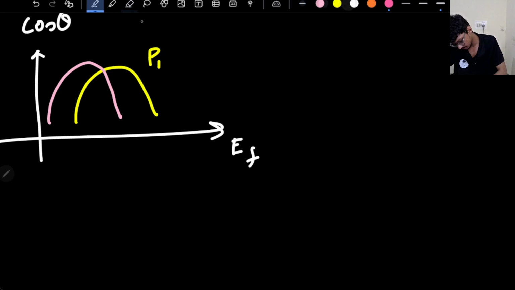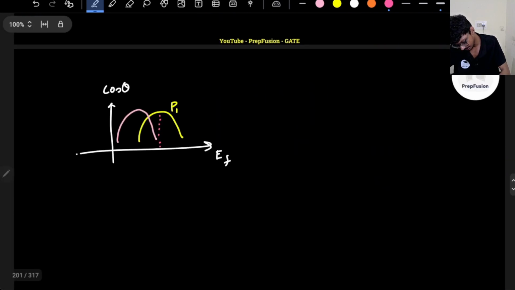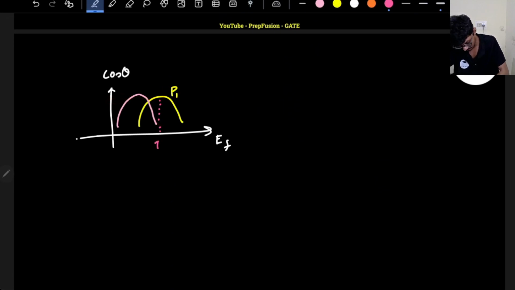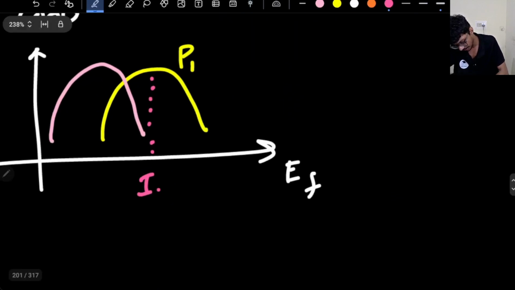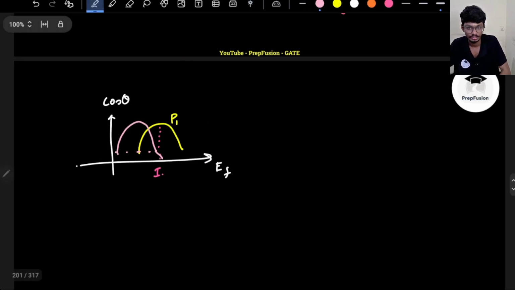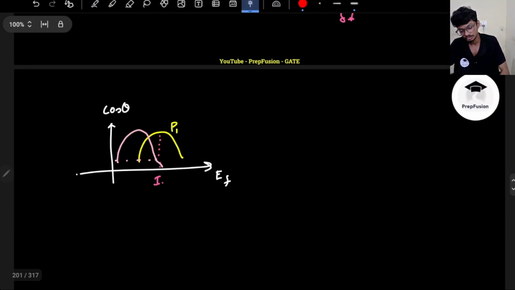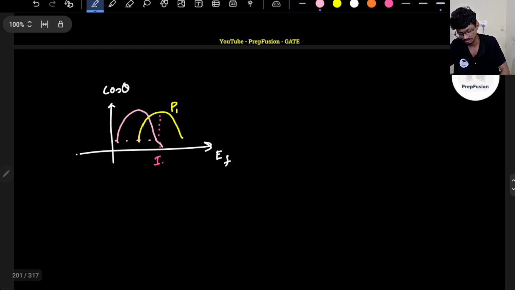Let me put this graph more here. So let's say this was operating somewhere here. For this P1 graph the power factor was 1. For this P2 graph, for the same excitation, I am observing it is intersecting somewhere down. So power factor has reduced, cos theta will also reduce, because it is intersecting it here.